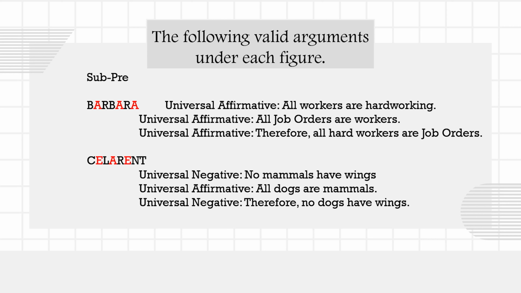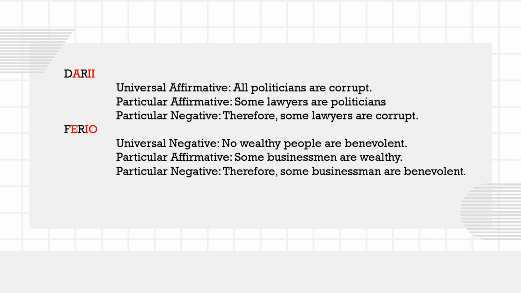The statement follows the Darii syllogism, which is a valid form of categorical reasoning. It starts with a universal affirmative premise that all politicians are corrupt. Then, it introduces the particular affirmative premise stating that some lawyers are politicians. The logical conclusion, therefore, some lawyers are corrupt, is a valid deduction based on the premises.